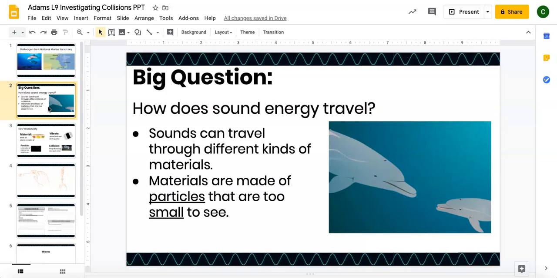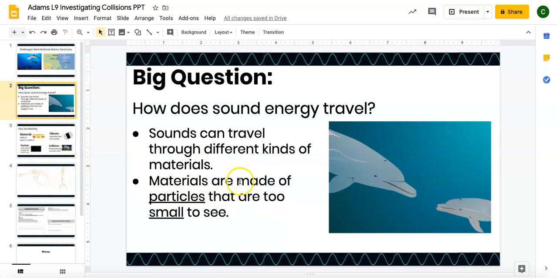Last week, we also learned that materials are made of particles that are too small to see. Our simulation has been helping us understand particles and helping us visualize what particles could look like if we were able to see them. But the particles are so small that even as we sit in front of our laptops or our phones watching this video, there are air particles that are actually moving around us. They're just too small for us to see.